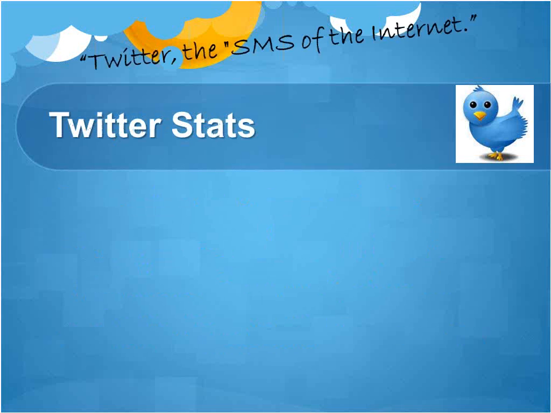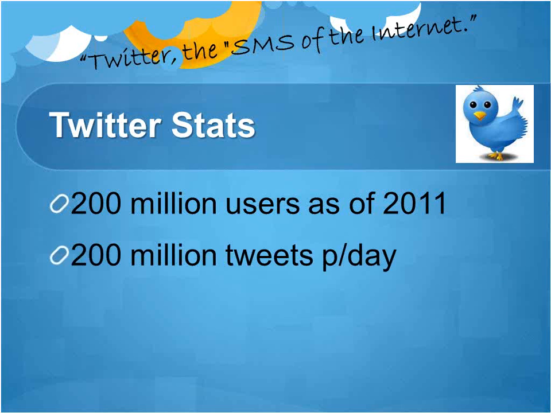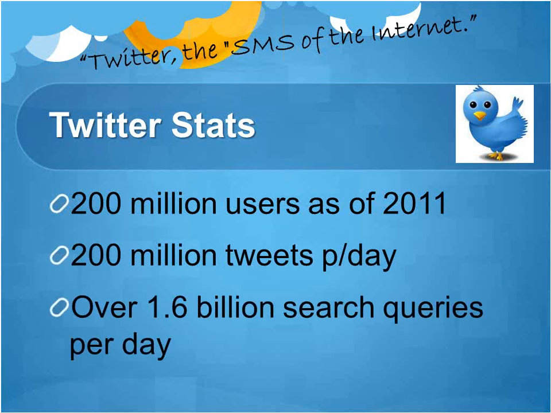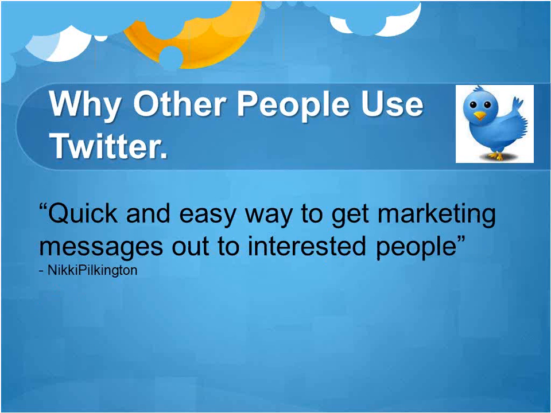Just a few Twitter stats I think are pretty incredible: 200 million users as of 2011. In one day, there's 2 million tweets, and there's over 1.6 billion search queries per day. So it's a very valuable tool for getting your information out there. Just some quotes of why other people use Twitter: quick responses when you ask a question, interesting tweets from others, and a quick and easy way to get marketing messages out to interesting people. That's probably the most important one, and that's what we'll be using it for, for real estate or whatever ventures you use it for.